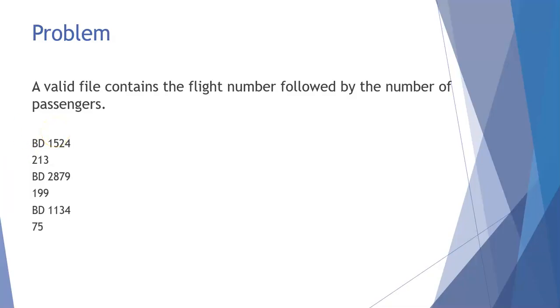What's important here is that the flight number is a string, and you should read it using a getline statement, because there's a space here. getline will read until it encounters the enter key, and it includes the enter key. Then you should read the passengers into an integer array. This is a whole number, so you can read it just as you would with a traditional cin statement, just changing the source to your file.